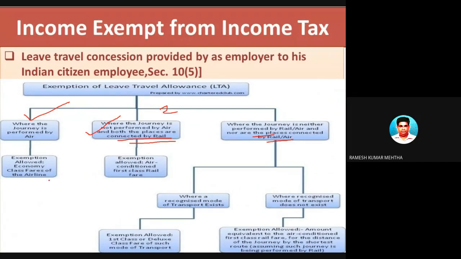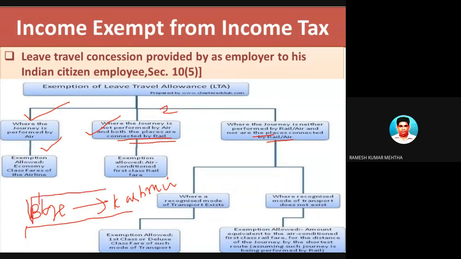So the first case is, for example, an employee working in Infosys who has taken a leave travel concession, and he is moving from Bangalore to Kashmir. He along with his family members is going to Kashmir for a vacation by a direct flight from Bangalore to Kashmir. So if all these expenses of traveling are reimbursed by the employer towards a leave travel concession, and the journey is performed by air, the exemption allowed is the economy class fare of the airlines.